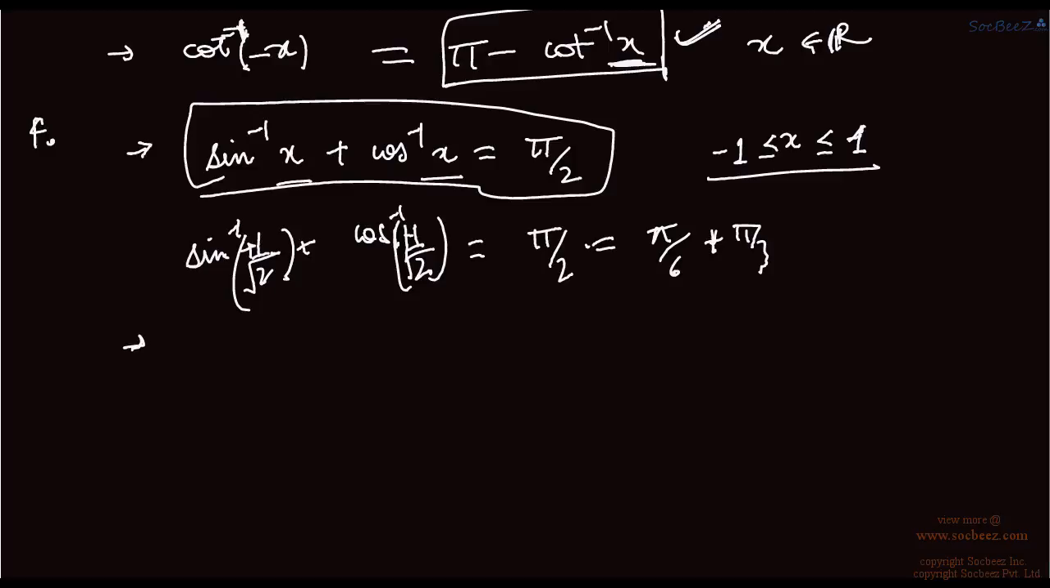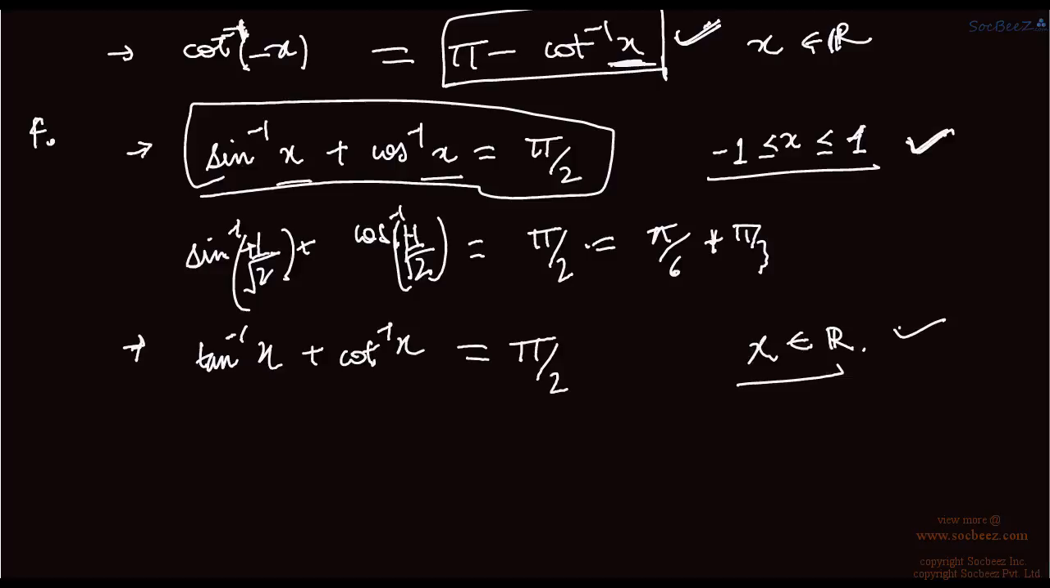Now the second property will be with tan inverse and cot inverse, of course. So tan inverse x plus cot inverse x, because they share the same domain, their sum is pi by 2. Again, their sum is pi by 2 if x is in the domain of both of them.